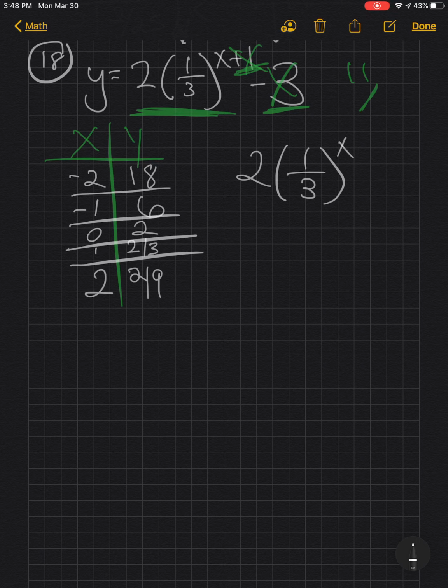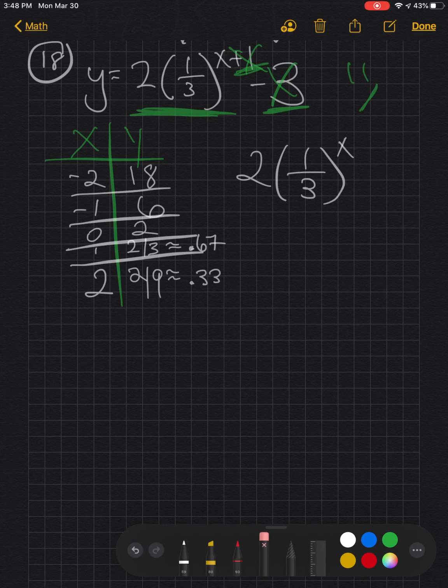Now, also something I think I forgot to mention in the previous example is if it helps, especially for plotting, turn these into decimals to help you plot it better. So this is about 0.67 and this is about 0.3. They're both repeating decimals, so we'll just use that.